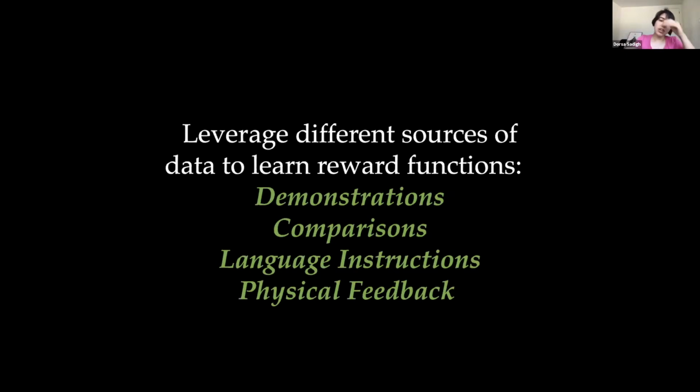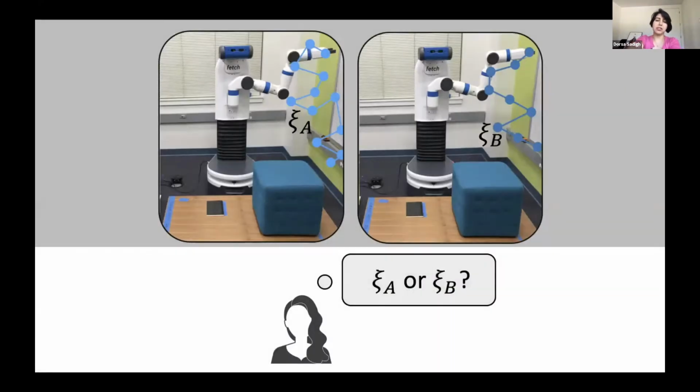So in general, in my lab, we have been thinking about these different sources of data and how we can combine them and integrate them in an intelligent way so we can quickly learn robot reward functions. And today, I don't want to talk about all of these. The only thing I want to briefly talk about is how we go about combining demonstrations and comparisons. I'm not going to talk about some of the language and physical feedback work. But I'm going to mainly talk about comparisons and its integration with demonstrations.